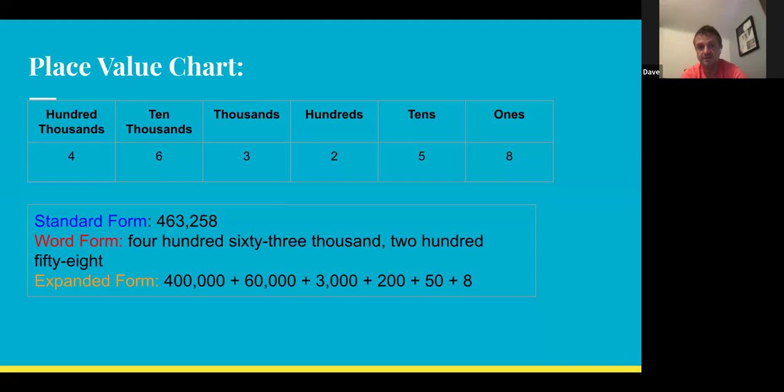Next one is my 6. Its value is 60,000. I can see that there's my 6, and then there's 4 boxes behind it. So that means I need 4 zeros. Then for my 3, I see that there's 3 boxes behind it. So I do 3 and then 1,000. Finally, my 2, there would be 2 boxes behind it, so there's 2 zeros. And then finally, my 5 with 1 box behind it, 50. And then 8. No boxes behind it, so no zeros. So I write my expanded form as 400,000 plus 60,000 plus 3,000 plus 2,000 plus 50 plus 8.